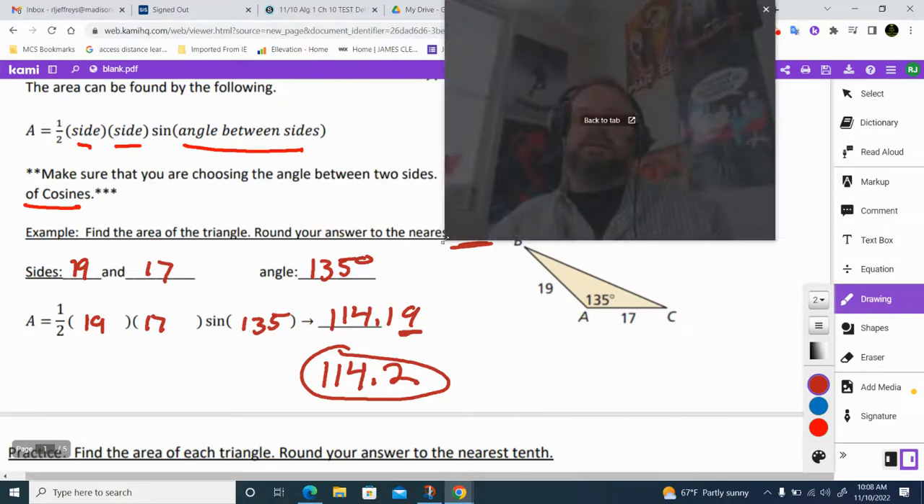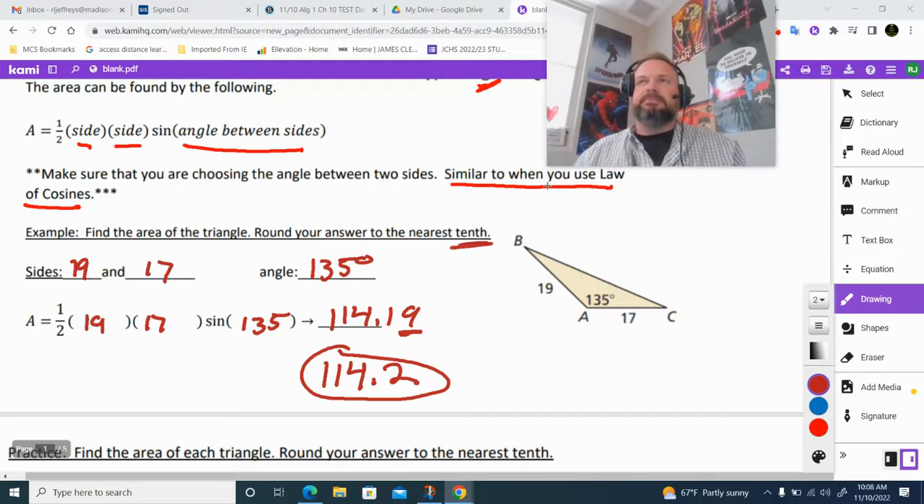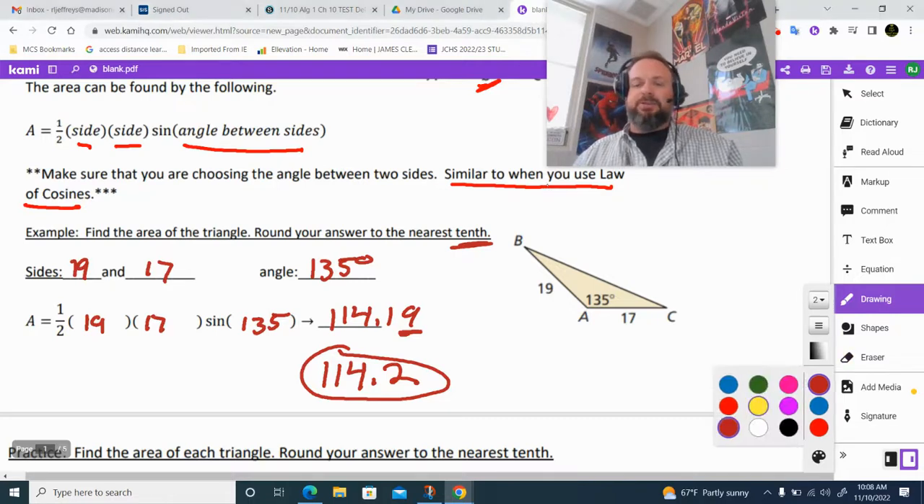What does the directions say? The directions say round to the nearest tenth. So if you just put 114 down, I'm going to take off some points.